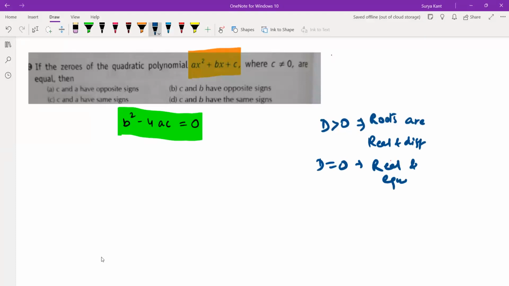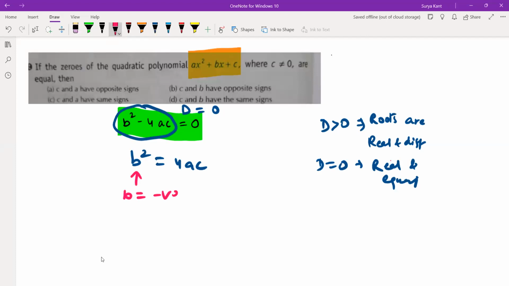Real and equal. That's why I have written here D. This is nothing but D. D should be equal to 0. Now from here, what we got? B square is equal to 4ac. Correct? So remember one thing over here. B cannot be negative. Why can B not be negative? Because any negative number's square becomes positive only. The square of any negative number is always positive, correct?